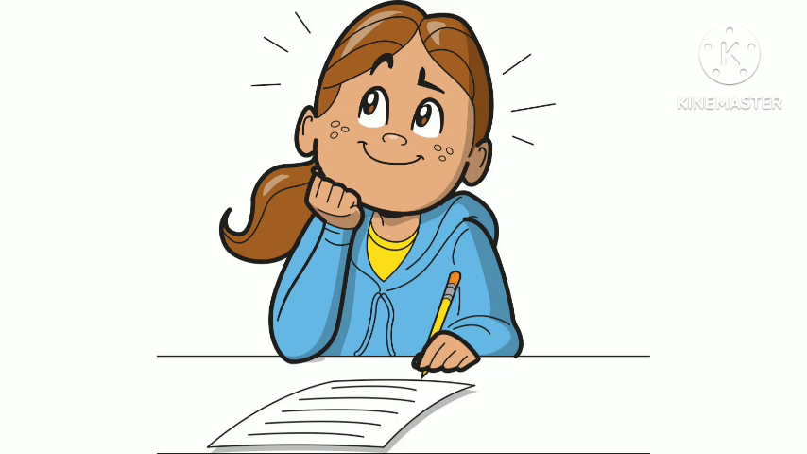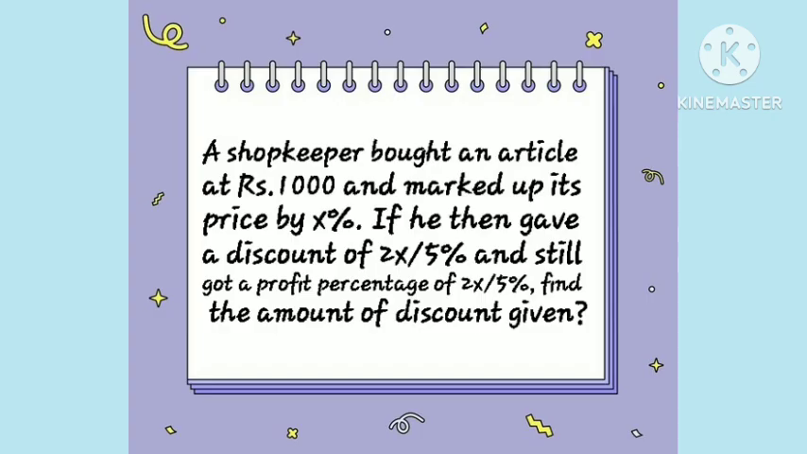Here's a snapshot of a question that had my mind swirling. A shopkeeper bought an article at rupees 1000 and marked its price by x%. If he then gave a discount of 2x by 5% and still got a profit percentage of 2x by 5%, find the amount of discount given. Noticed something? Yeah, the variables.